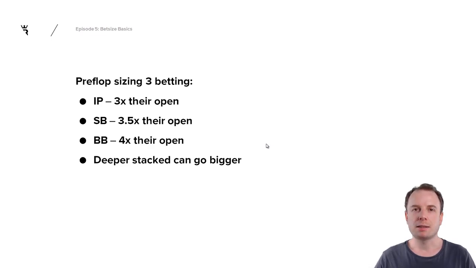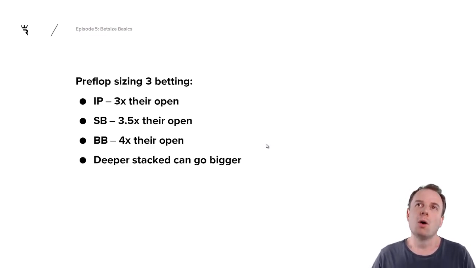If we're deeper stacked, you can potentially go bigger. Also, the reason why we 3-bet bigger when we're out of position, so in the blinds, is because our opponents are more incentivized to call us because they're going to have position. And if you've watched the positional video, which I assume you have, then you'll know that the player in position is going to have an advantage and going to realize their equity in a better way than out of position is going to. So they're more incentivized to call us.